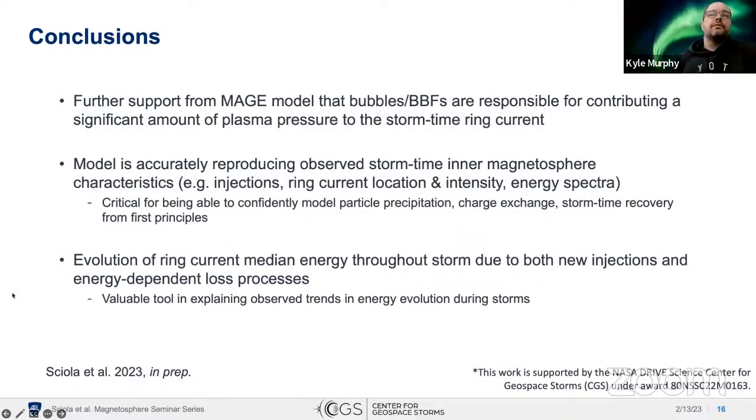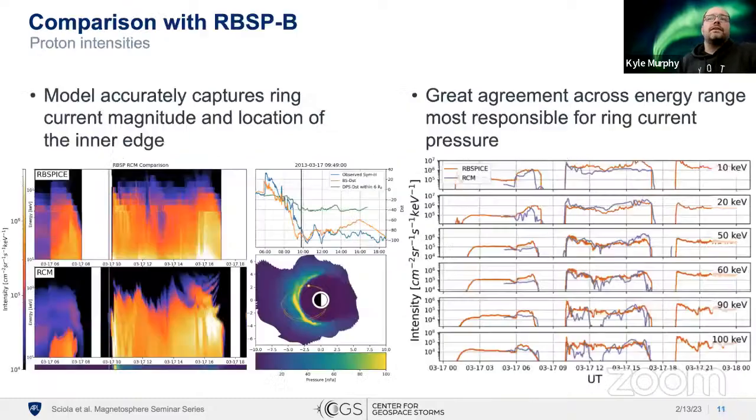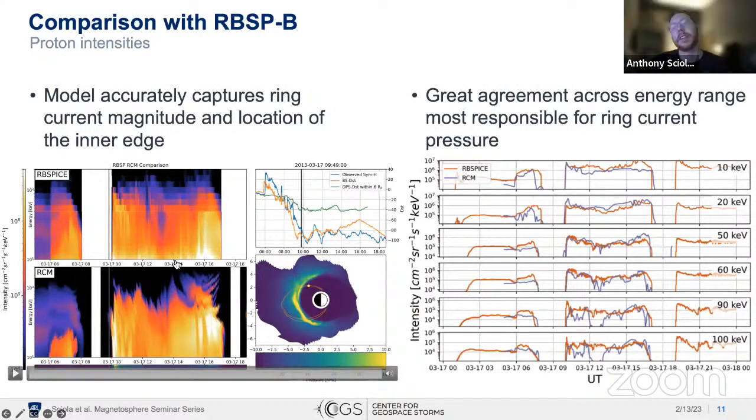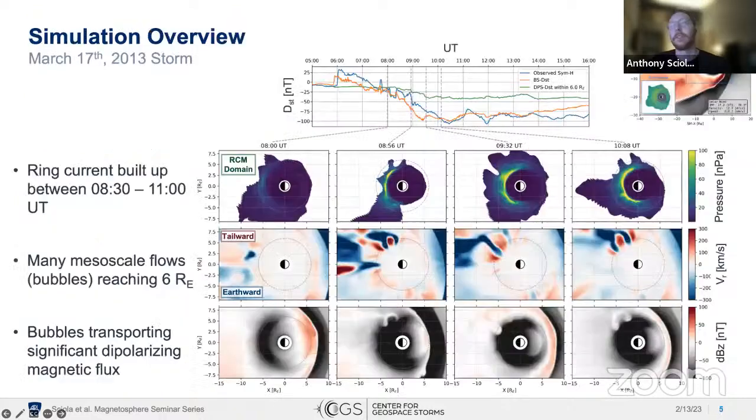Excellent. Thank you, Anthony, for a wonderful talk. We have a couple questions. One is from Krishna, and I believe it's related to slide 11. Could you elaborate on how the DST is related to the energy flux? Maybe that's in reference to the DPS DST.